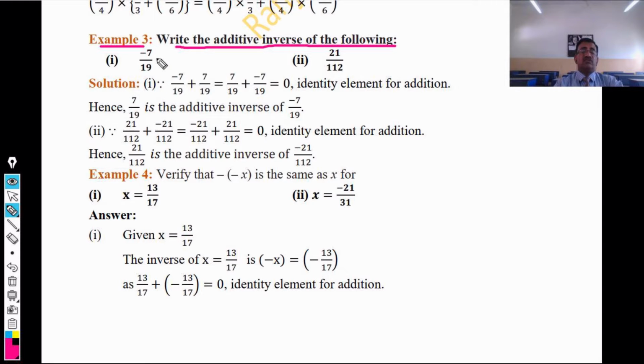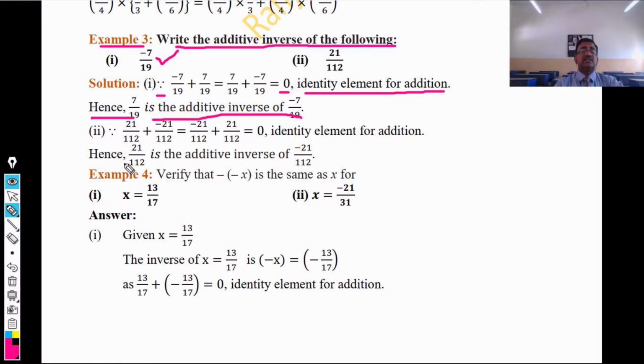That is the solution for the first one. Since it is given as minus 7 by 19, when you add it with 7 by 19, you get 7 by 19 plus minus 7 by 19, that is 0. You are getting the identity element for addition. Then here you have to write that minus 7 by 19 is the additive inverse of 7 by 19.